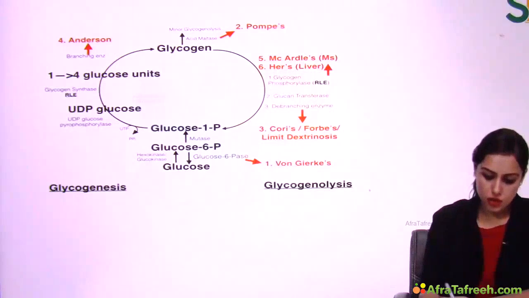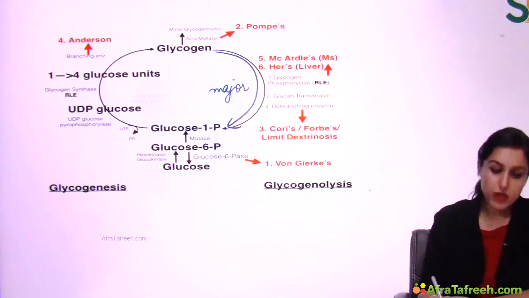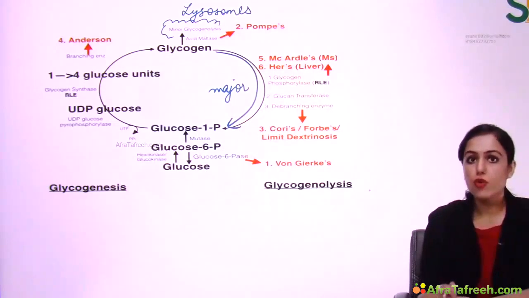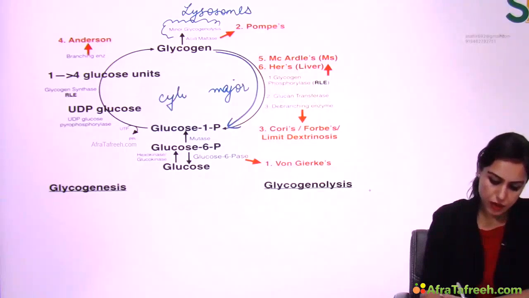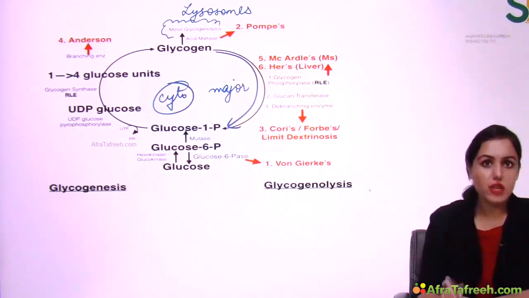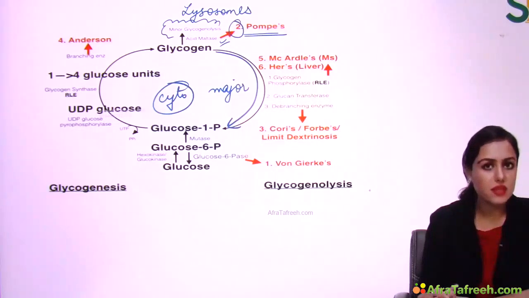Then coming to breakdown, glycogen breakdown occurs this way. This is the major pathway of glycogen breakdown, but also see there is one minor pathway of glycogenolysis. This minor pathway of glycogenolysis is occurring in lysosomes. I told you the major pathway of glycogen is occurring in which compartment? It is occurring in the cytoplasm. But only this minor pathway of glycogenolysis is occurring in lysosomes, done by the enzyme acid maltase, and deficiency of acid maltase is type 2 glycogen storage disease known as Pompe's disease.